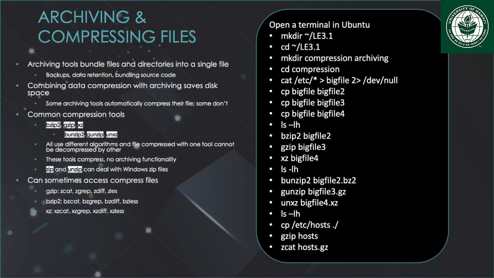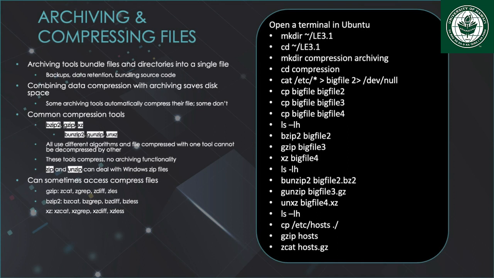Okay, now let's switch gears and look at archiving and compressing files. Now, archiving bundles files and folders into a single file, which is very useful for doing backups. If you're exporting data for some long-term retention, you want it all kept together. And when you're bundling source code comprised of multiple files and directories.